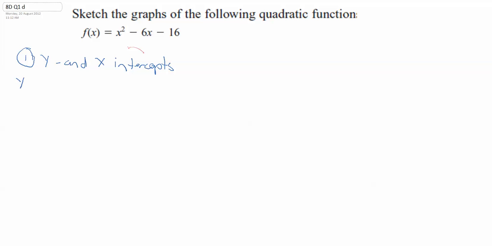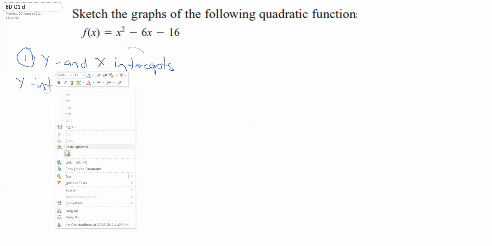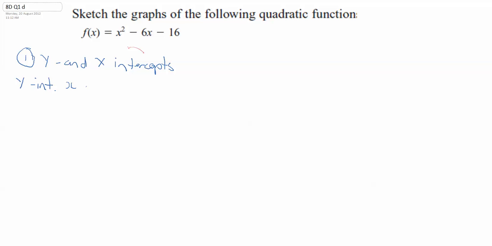Y-intercept. For the y-intercept, we have x equals 0. And then it crosses the y-axis, x will be equal to 0. Therefore, f of 0, which is our y-axis, is equal to 0 squared minus 6 times 0 minus 16. That gives us minus 16.